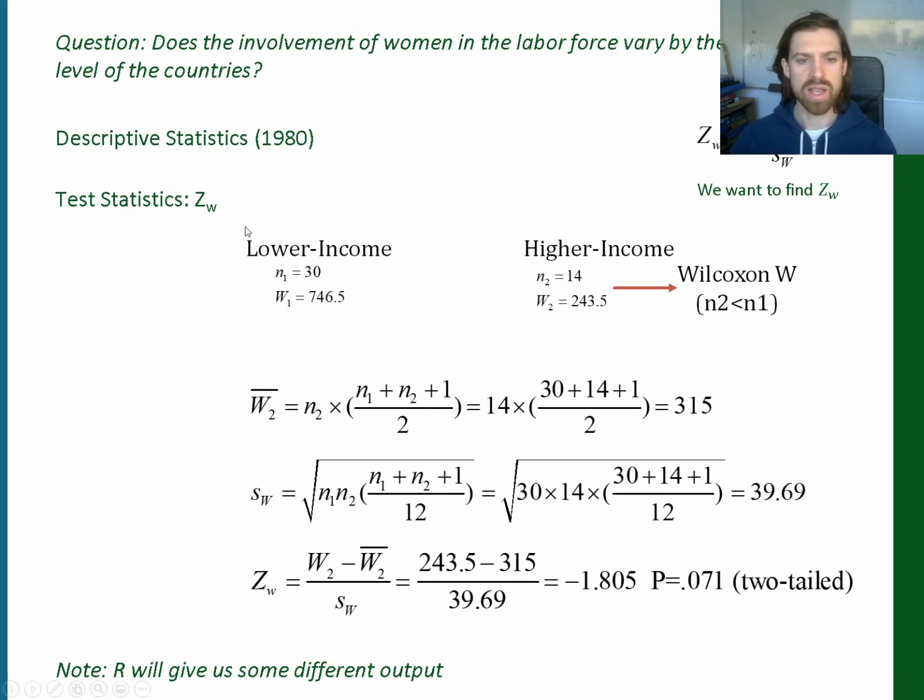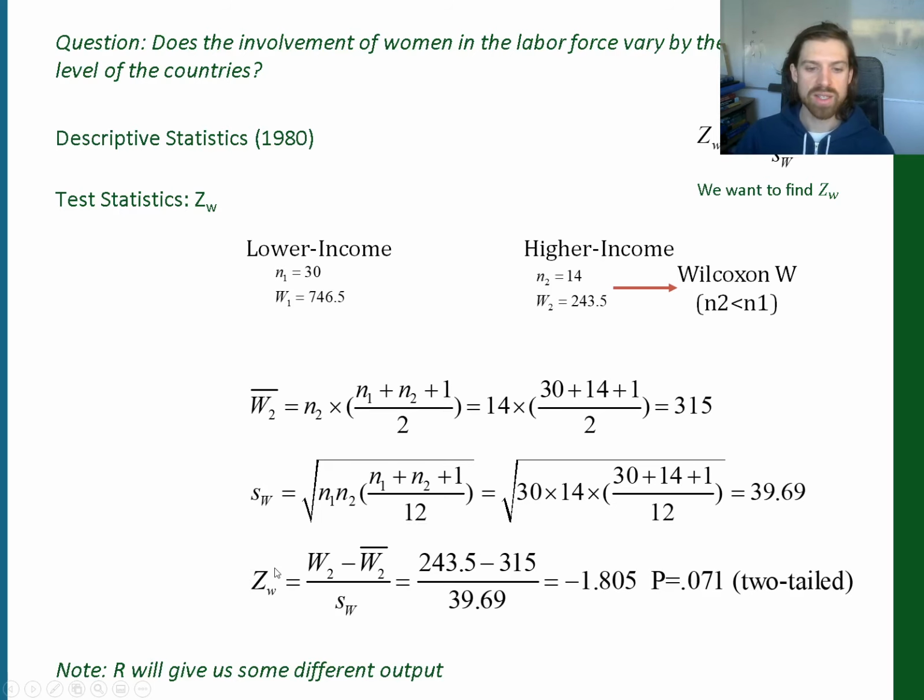So let's say that we have lower income over here. We've got the number of samples, and we've got the rank sum for this particular group of countries. And then for higher income groups, we've also got the number of samples. So there was 30 before for the lower income, and there's 14 for the higher income. And then we're going to get the rank sum of the sample for higher income, which we've got here as W2. And when we've got this, we're able to calculate the metrics of interest.